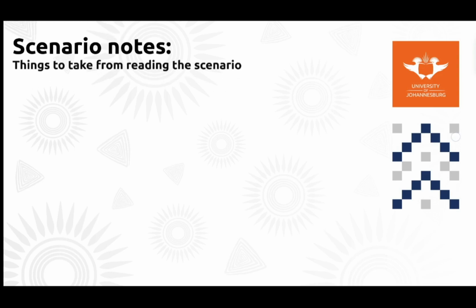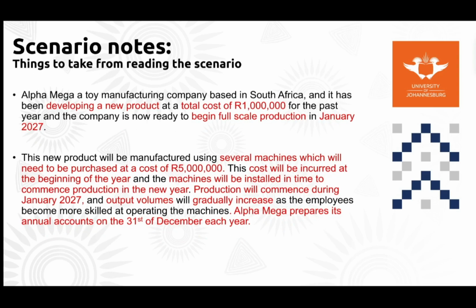So my scenario notes this time are as follows. Alpha Mega, a toy manufacturing company in South Africa, has been developing a new product. So you know that there is a new product that has been developed at a total cost of 1 million. They've been developing this product and it cost them 1 million to develop, right? For the past year, and the company is now ready to begin full-scale production in January 2027, right?